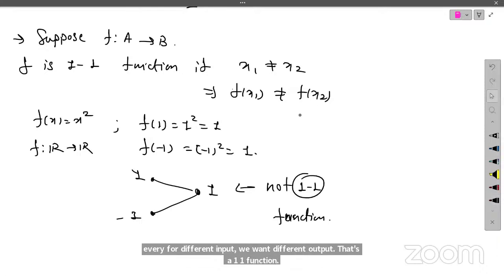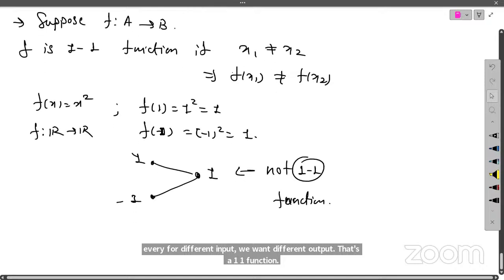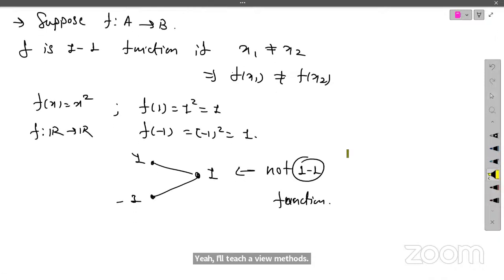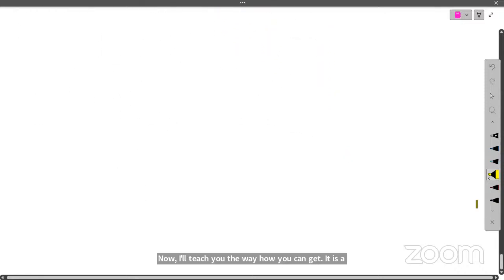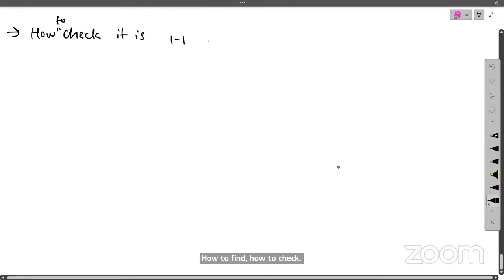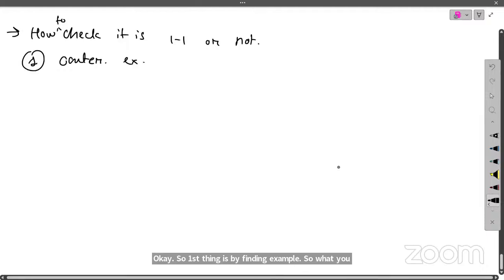I'll teach you the methods. This is the basic definition of a one-one function. Now I'll teach you how you can judge whether it is a one-one function or not. So first, how to check if it is one-one or not. The first way is by finding a counterexample. For example, f of x equals x squared is not a one-one function.